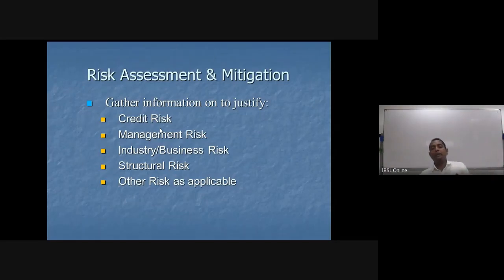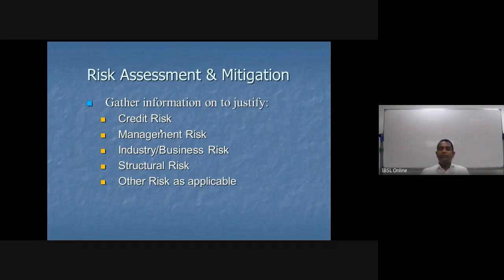Risk assessment and mitigation. Credit risk is twofold. When the bank gives money, will the customer pay? We do all these things to find that credit risk. And there is the customer's credit risk: the customer is selling goods on credit. Will he be able to collect the money?